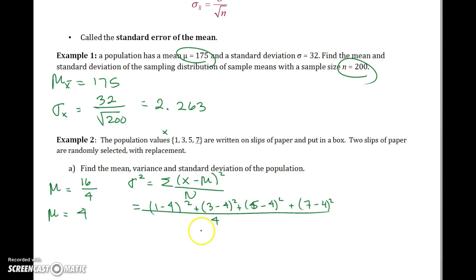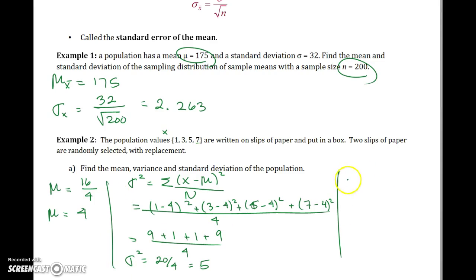You do some math, you'll simplify. This is negative 3 squared, so that's 9, plus 1 plus 1 plus another 9 over 4, and that's going to be 20 over 4, which is equal to 5. That's your variance. We don't really use that very much. No one completely cares except that they asked me to find it, so we did it. The standard deviation, which we know and love, is the square root of the variance.